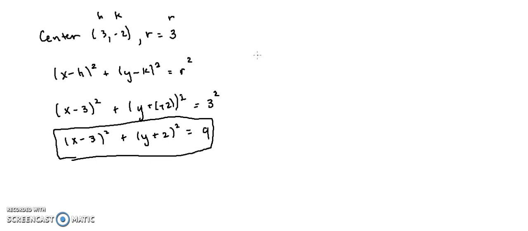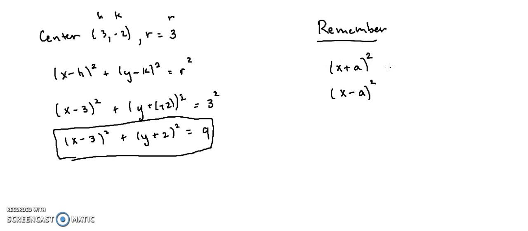Okay, now the next thing we need to do is we need to talk about what happens if we're given an equation that's not in standard form. How do we get the center? Well, before we do that, let's do a little bit of a review about things that look like this, something squared. Okay, so let's say we have something like x plus a squared and x minus a squared.